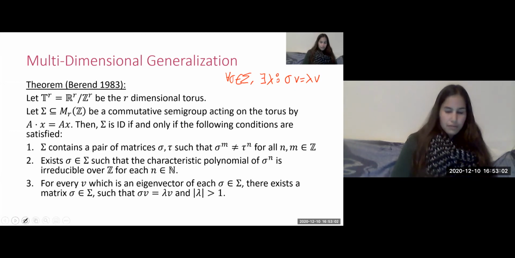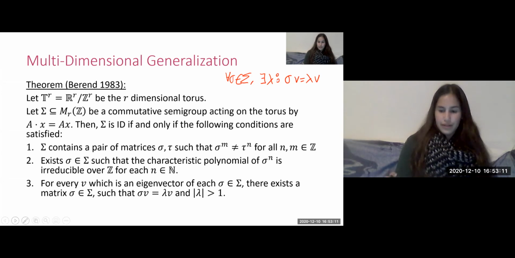So Noy, let's talk. Noy? Yes. Can you please remind briefly what is ID? ID just means the property that every orbit is either finite or dense. I see. This is rigidity. Okay, thanks.